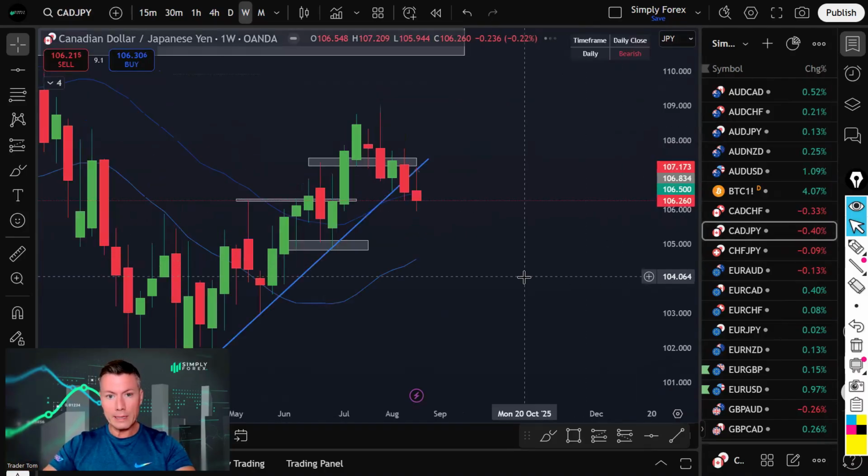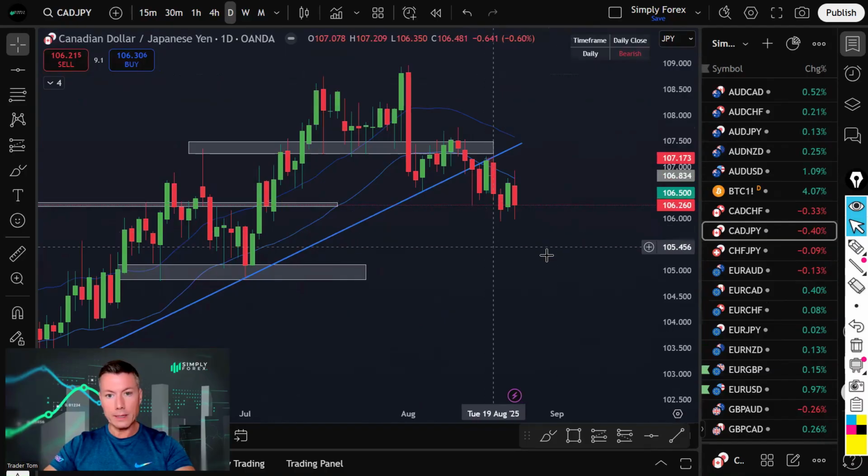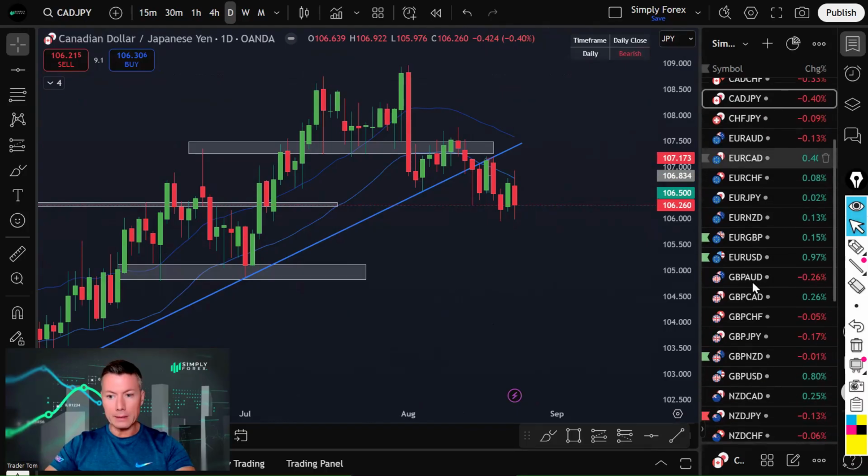Because if you look at Canadian dollar yen, we've broken out of this trend line on the weekly chart. We've got nothing but selling candles pretty much. If we go to the day chart, again, we're breaking down, and this is where we're at. So I'm ultimately still bullish yen, yen strength. But the one that I really like out of all the yen pairs is pound yen.